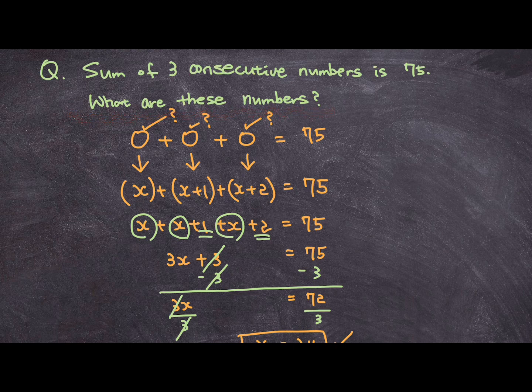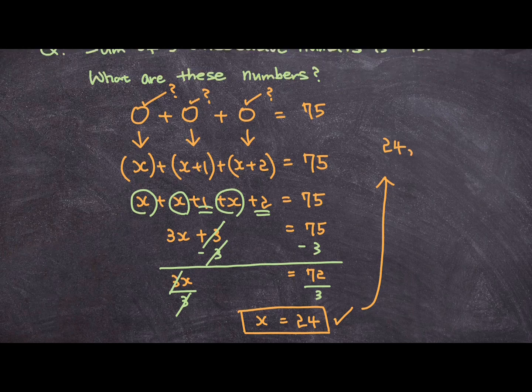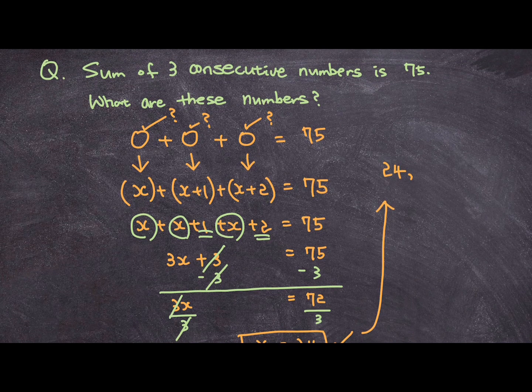So my final answer will be, instead of 24, I'm going to write 24, and since my x is 24, the second number, which was equal to x plus 1, will be equal to 24 plus 1, which is 25, and then 26. So those numbers will be the answer to the question.